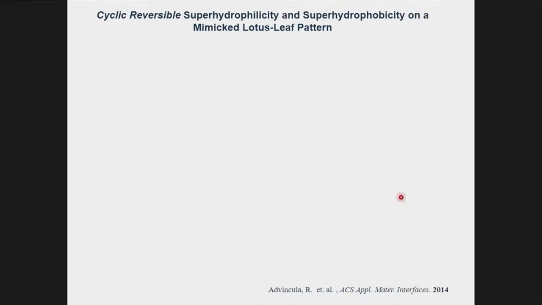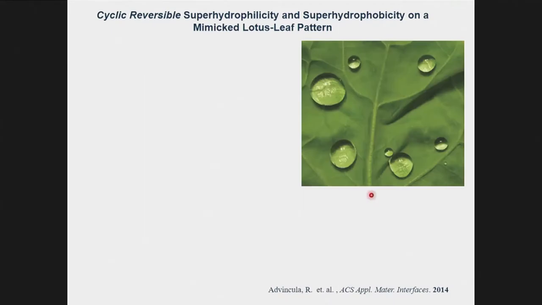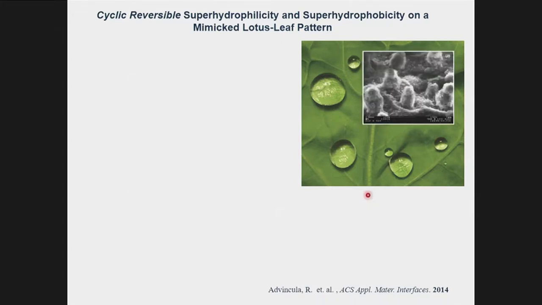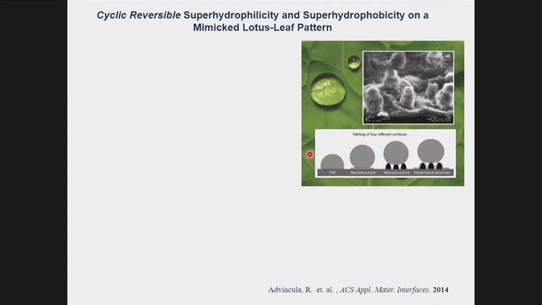More recently, we used this chemistry to mimic that of a lotus leaf. And some of you are familiar with the lotus leaf effect, in that water does not easily wet this surface, not because of the chemistry only, but because of the Cassie-Baxter phenomenon. The Cassie-Baxter phenomenon is where you have trapped air together with a hierarchy of roughness or features, preventing a complete wetting of the surface.